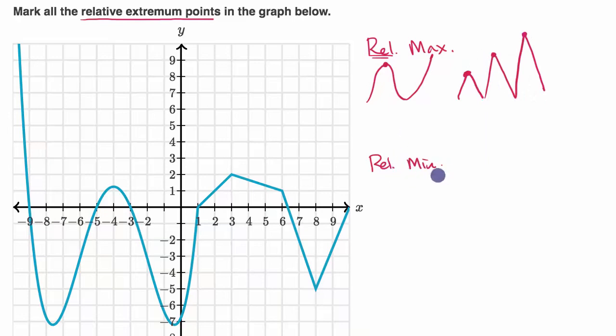Now relative minima are the opposite. They would be the bottom of your valleys. So that's a relative minimum point. This right over here is a relative minimum point, even if there are other parts of the function that are lower.